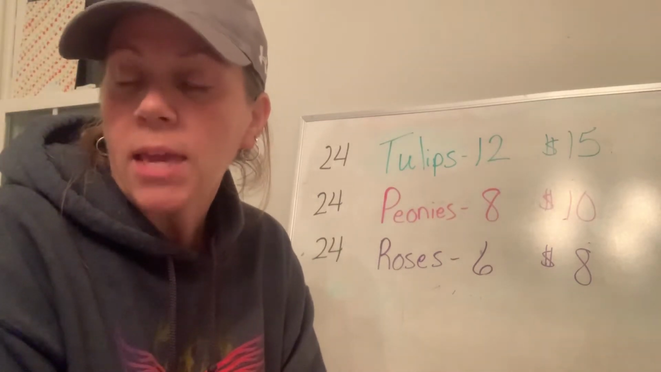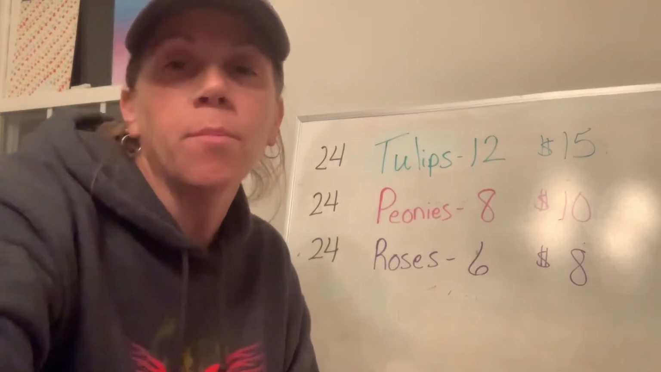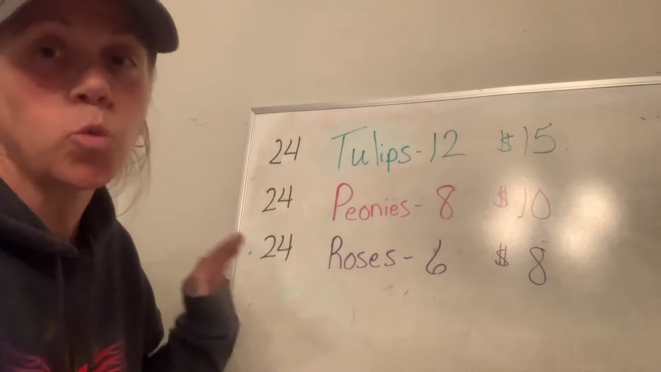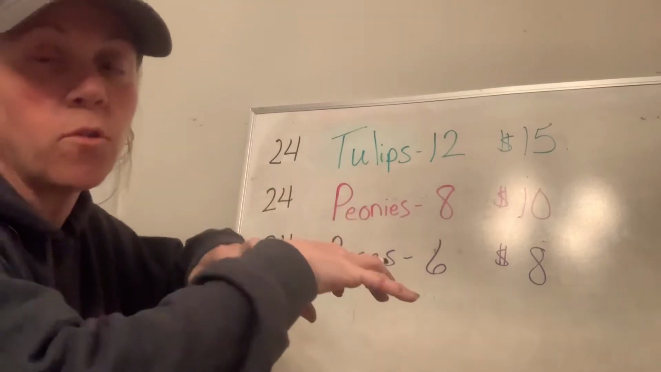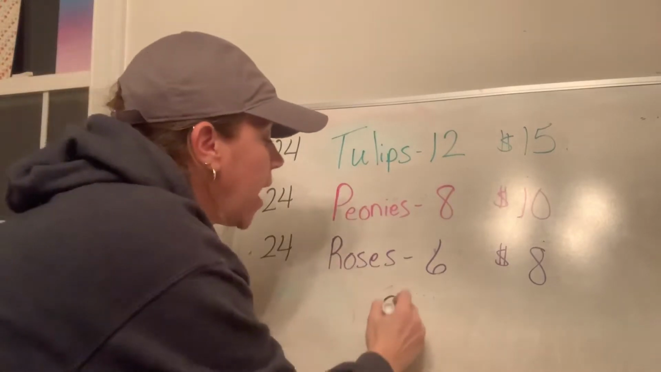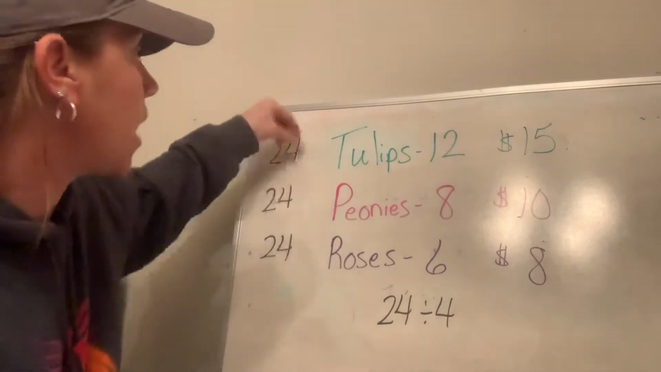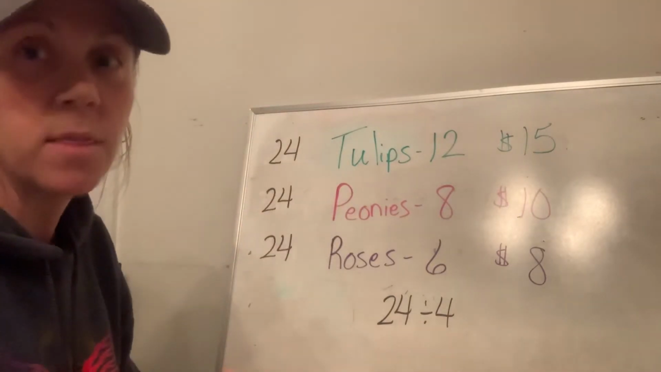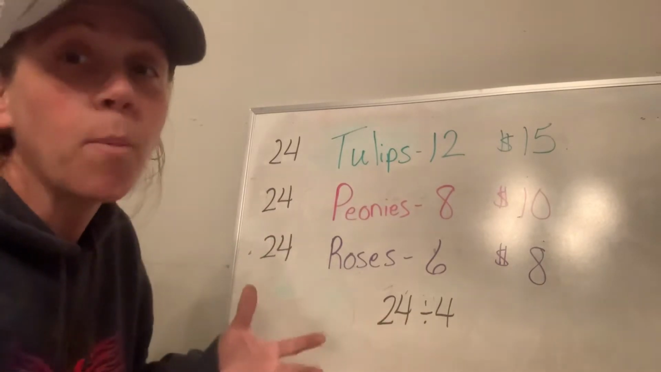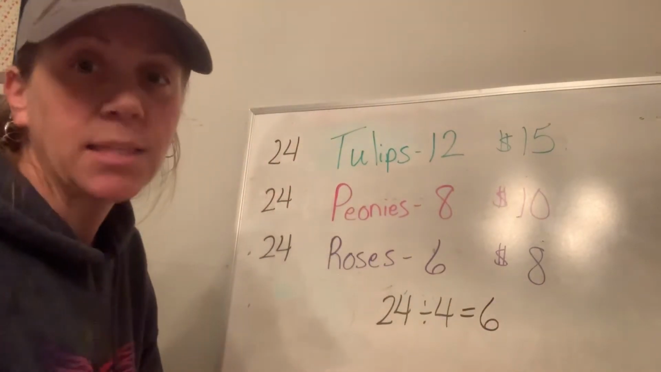The mixed bouquets will have 4 of each type of flower. How many bouquets will Rebecca be able to make? So what we're really doing here is taking those 24 flowers. So I have 24 tulips, 24 peonies, and 24 roses. So I'm taking that 24 and I'm dividing it by 4 because she wants 4 of each type of flower to put in the bouquets. So if I take 4 of each type of flower out of the 24, how many groups of 4 will I get? 24 divided by 4 is 6. So she can make 6 bouquets.